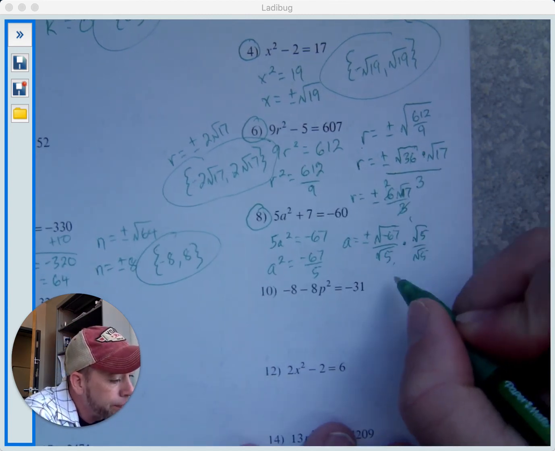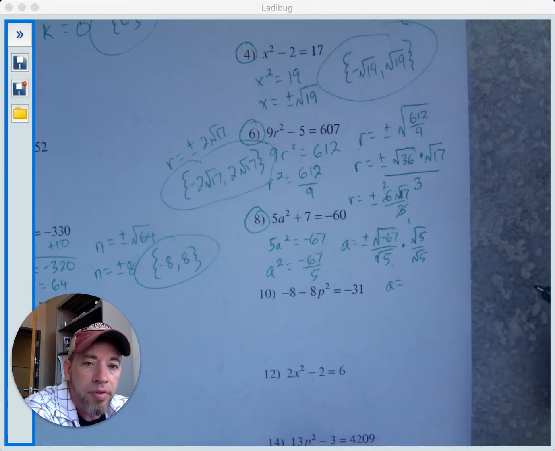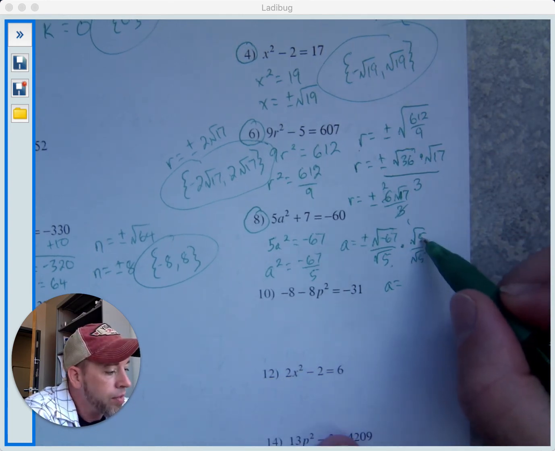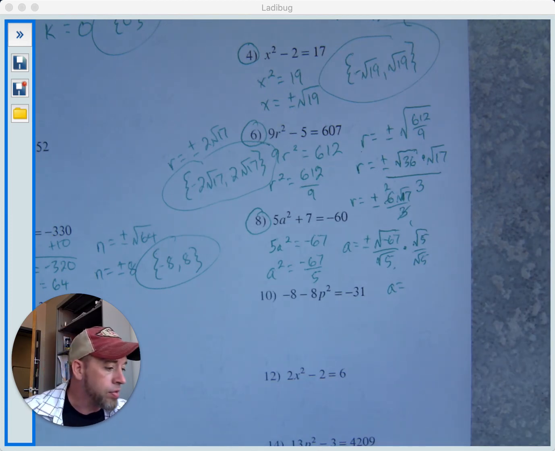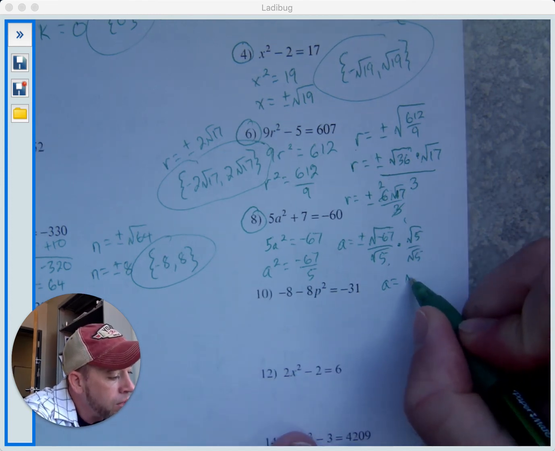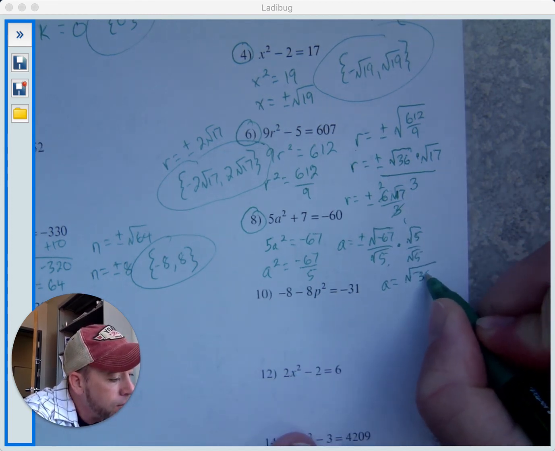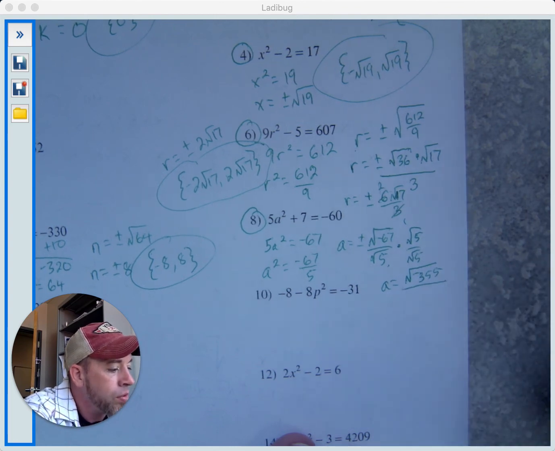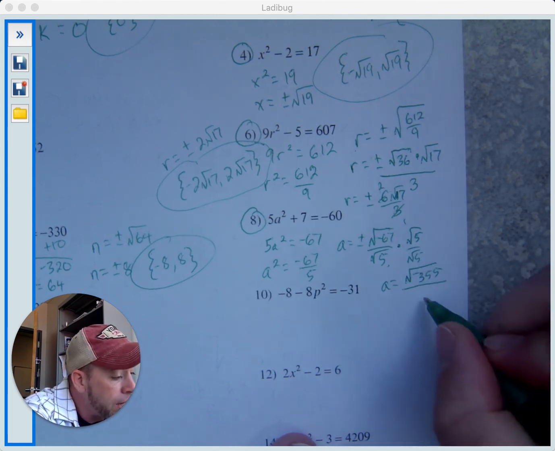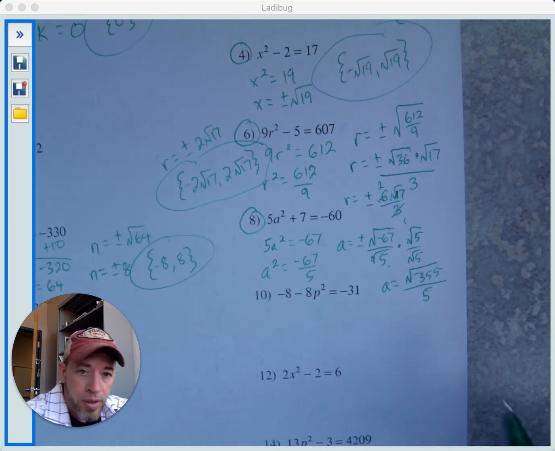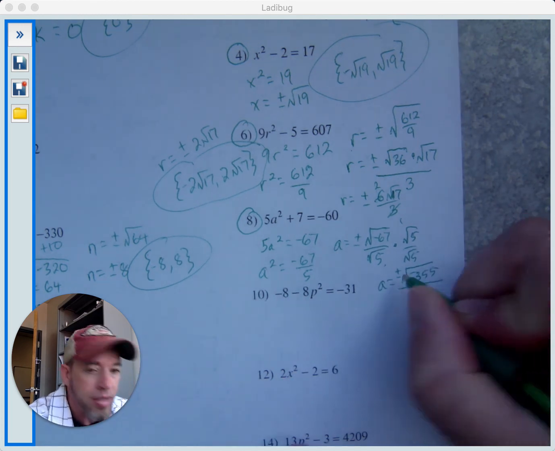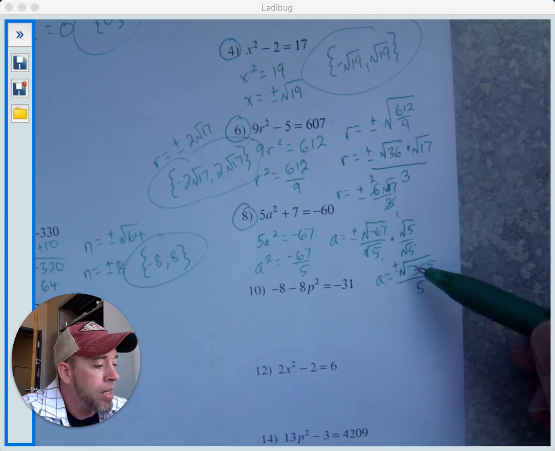So what's this look like now? A equals, let's see, square root of 5 times square root of 67. What's 5 times 67? It's 335. So we get the square root of negative 335 over square root of 5 times square root of 5, which is just 5. So you can see how that removed the radical from the denominator. Now the only other issue we have, oh wait, we forgot our plus or minus. Plus or minus. The only other issue we have is we have a square root of a negative.